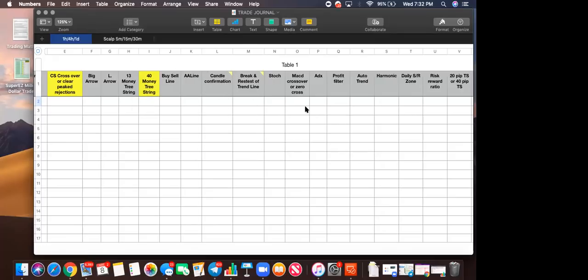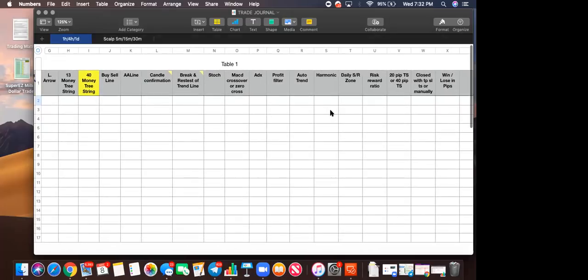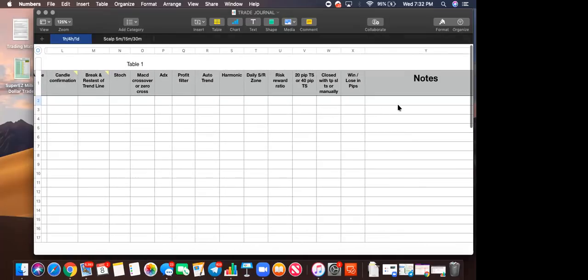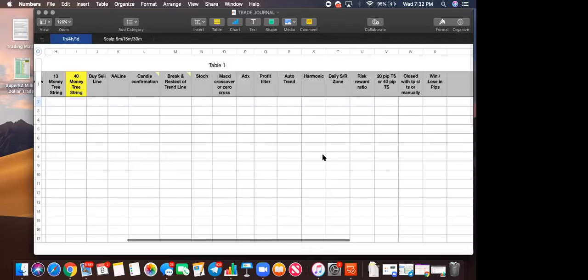Of course, we've got stochastic, MACD, and almost all the indicators. So at the end of it, I know why I took it, how much I won or lost, or what my trailing stop was, so I know how to adjust in the future.